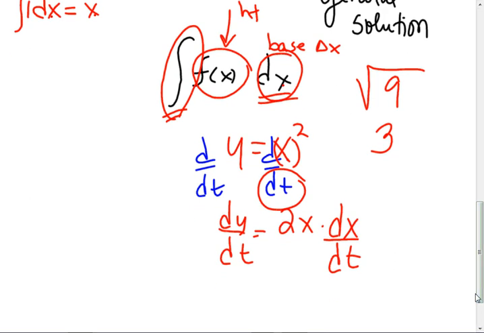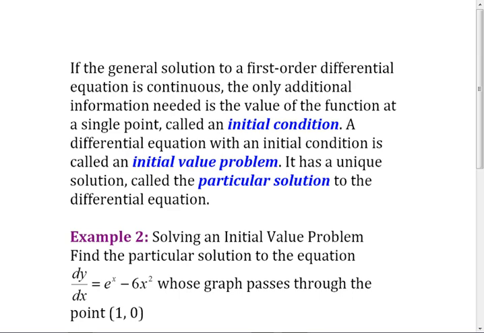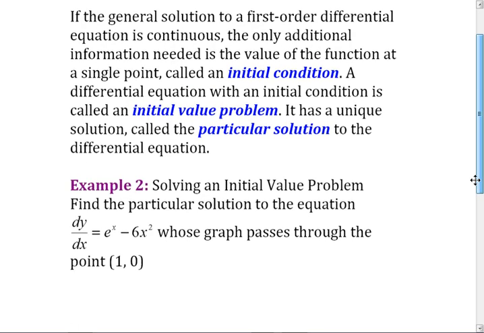Let's do another problem. Okay. There it is. Sometimes we have problems with initial conditions. It's called an initial value problem. Now, you will see those words on the exam. If you don't know what they mean, how can you do the problem? You can't. Okay, we're going to find particular solutions. That was a general one. Okay, so let's do this one.